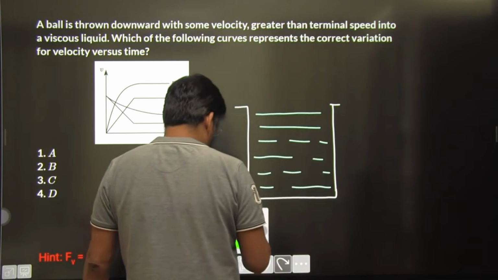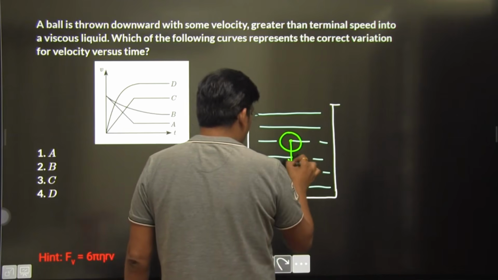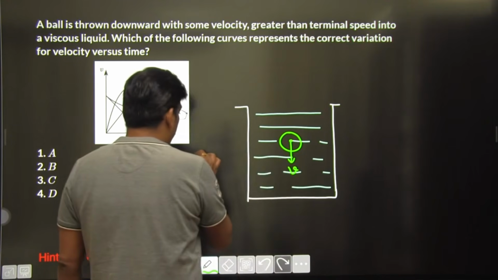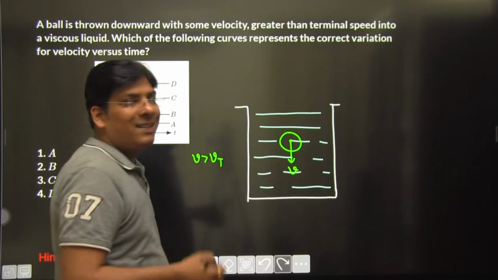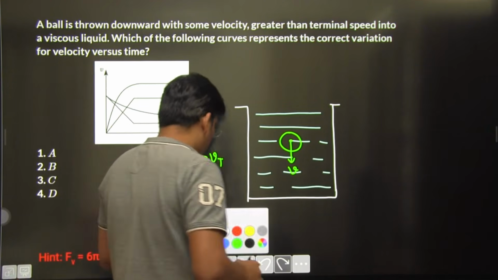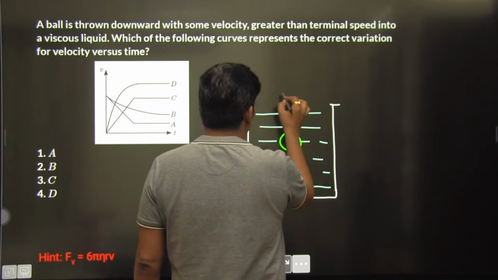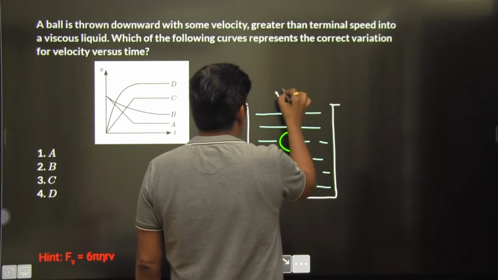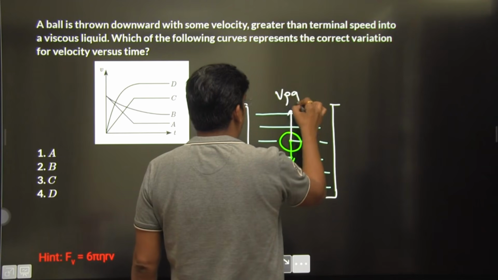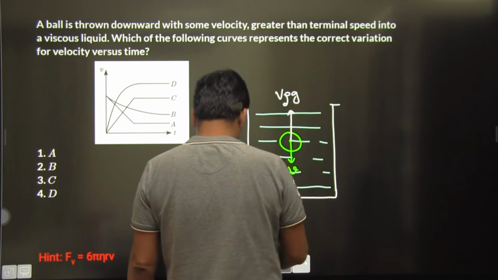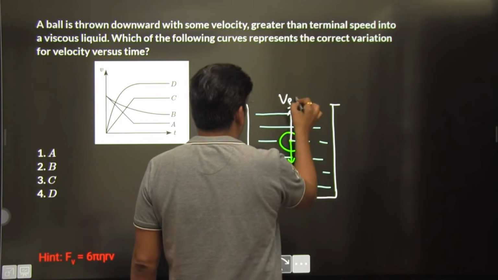Now a ball is thrown with some velocity, it is moving downwards with some velocity, and that velocity is greater than the terminal velocity. Now inside the liquid, some forces will act on the spherical ball, and what are those? One would be the buoyant force, that would be equal to volume into density of liquid into acceleration due to gravity, V rho g. This would be the buoyant force, dear students.